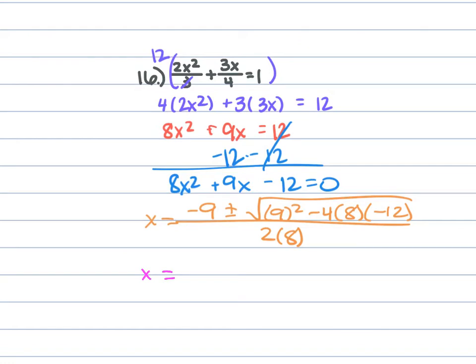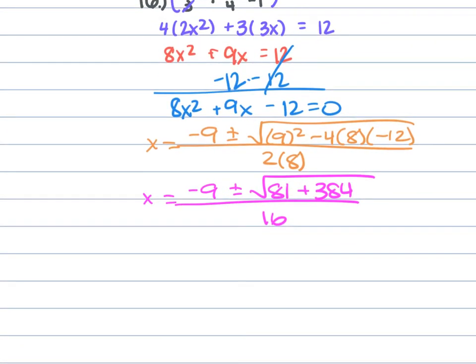So x is equal to negative 9 plus or minus the square root of 81. The negative 4 times 8 is 32 times the negative 12 is a positive 384. And this is all over 16. If I add the 81 to the 384, I get 465. So x is equal to negative 9 plus or minus the square root of 465 all over 16.